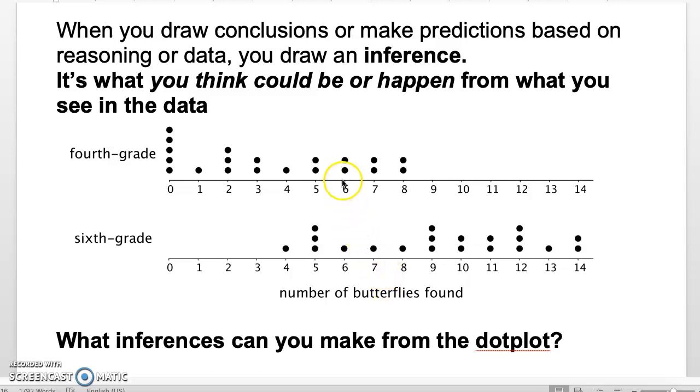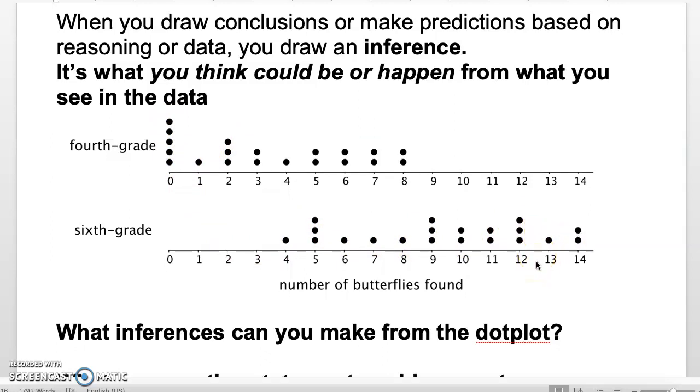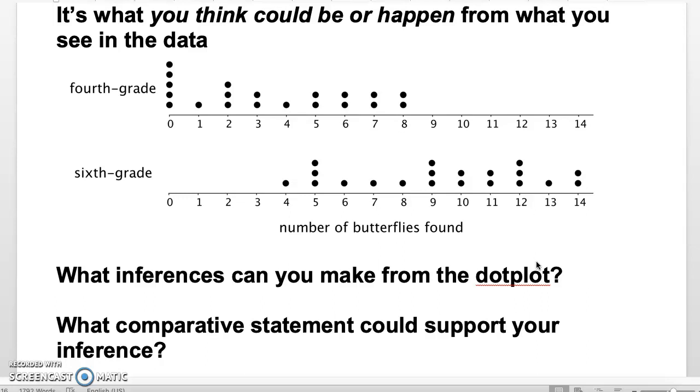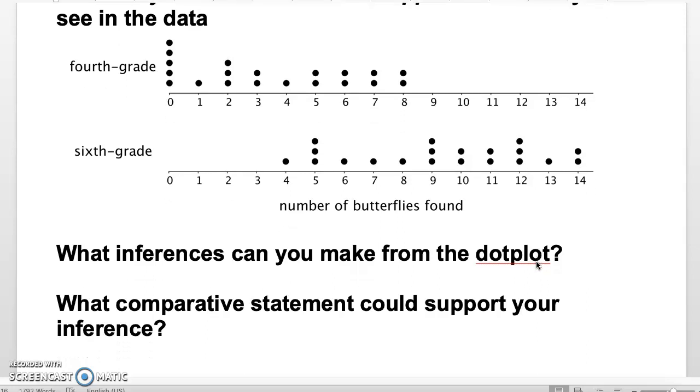You might say, hey, the average student probably only finds about how many butterflies? Well, what does average mean? You guys remember what average means to do? It means to find the mean. So sometimes we can make inferences if we do something with the data. So we might find the mean or even the median of the data. Those tell us different things about the measures of central tendency.